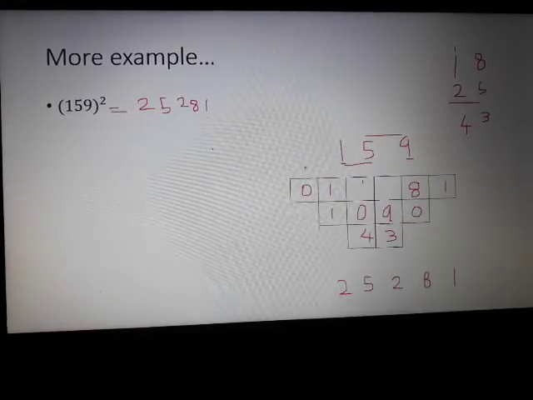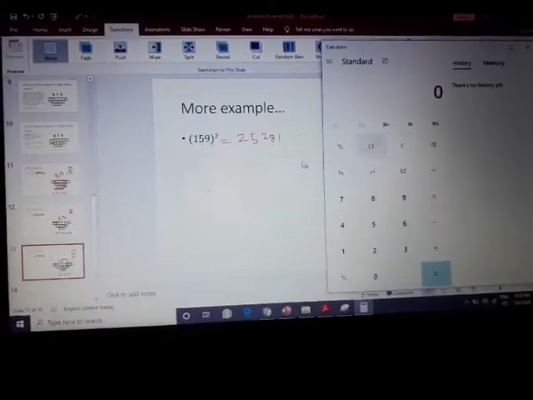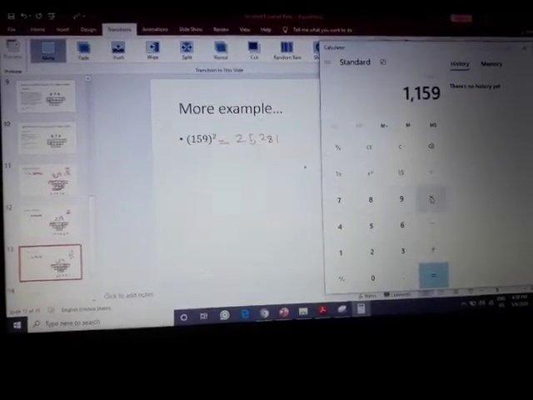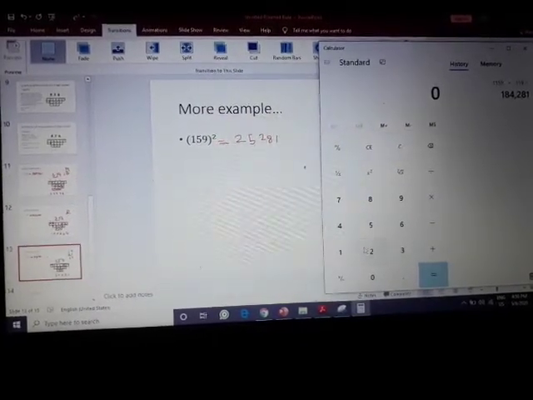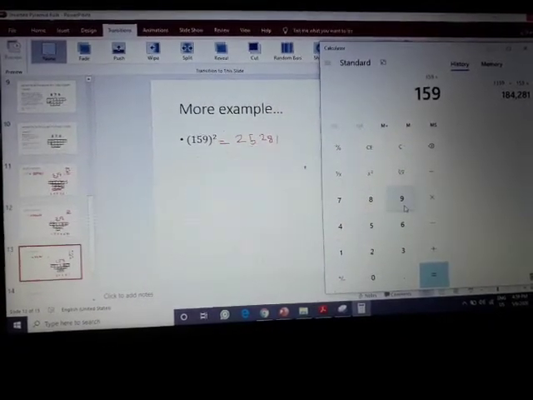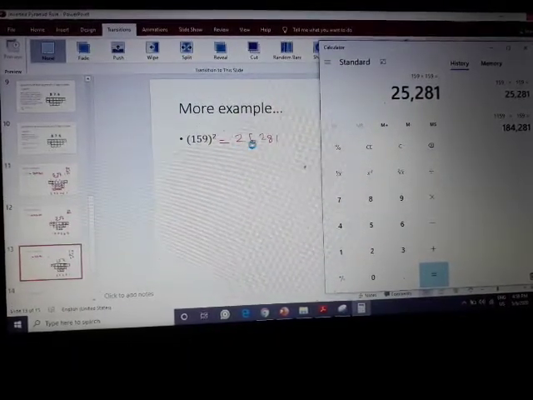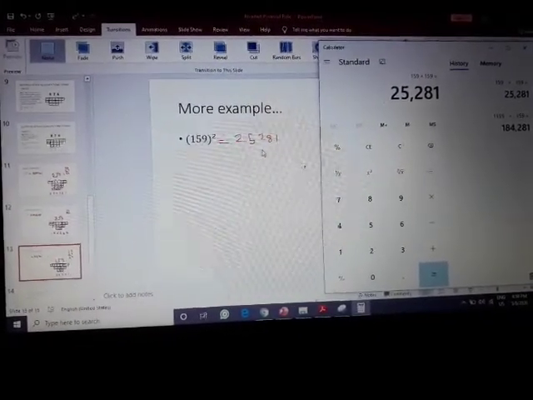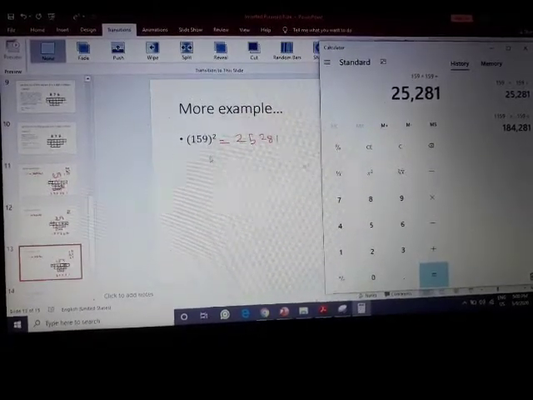25281. Now let's cross check the result with the help of a calculator. So let's check the square of 159 with the help of a calculator. 159 into 159. Yeah, the result is 25281, and the result that we got was 25281. This implies the square of 159 that was determined using inverted pyramid technique is correct.